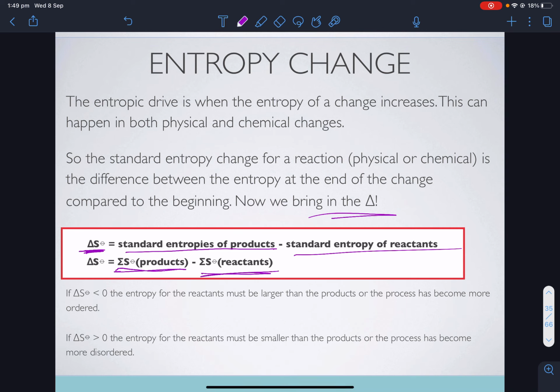So we do the sum of the entropies of the products minus the sum of the entropy of the reactants. And then if delta S is less than 0, well, the entropy for the reactants must be larger. Okay, so entropy decreases through the reaction, so it goes against the entropic drive. Remember, we said that can still happen. Okay, if delta S is greater than 0, the entropy of the reactants is smaller and the products is larger, so the reaction is becoming more disordered.